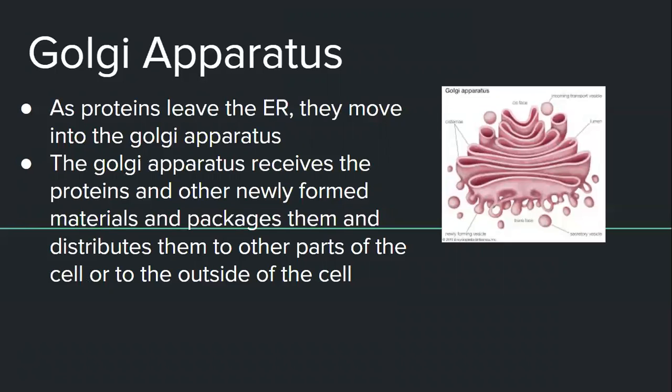So the Golgi apparatus is pretty much like, let's say, FedEx or something like that, because it packages everything up. It's going to get materials from the ER that were just made, and it's going to package them in order to distribute them to all of the other parts of the cell, whether it's inside or out of the cell. It doesn't matter.